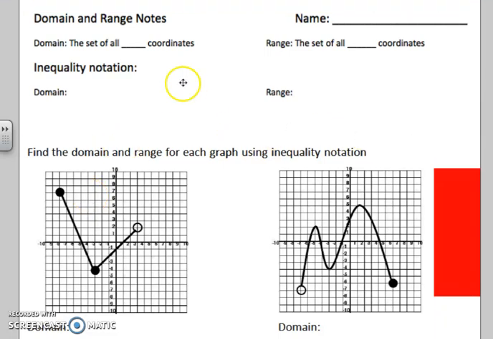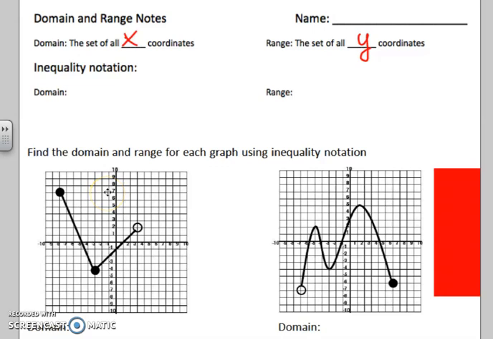Okay, in this video we're going to talk about domain and range from functions on a graph. So again, domain is the set of all x coordinates, and then range is the set of all y coordinates. Okay, we've learned that in the past. We're going to write them in something that's called inequality notation. So if you remember inequalities, we're going to be using those again.